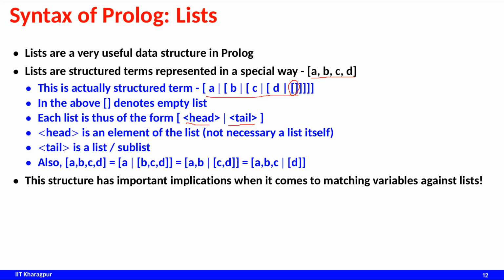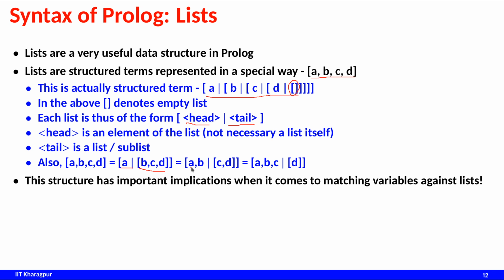Head is an element of the list. It can be a list but not necessarily a list. Similarly, tail is a list, or it can be a sublist. Therefore, when we have this A B C D, we can represent this structure in this manner. This is my head and this is my tail. So A is my head and the rest of the list is another list consisting of B, C and D.